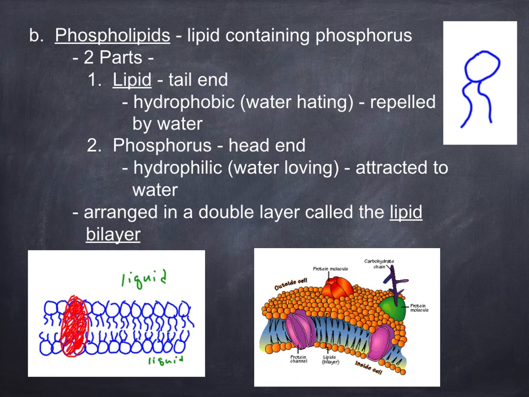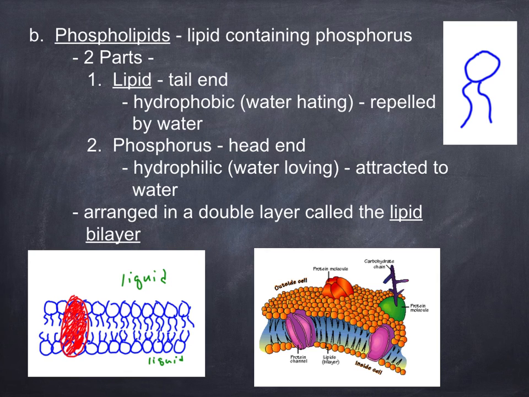So in this picture, you can see we've got water on the outside of the cell, water on the inside of the cell. So you've got these phosphoruses lined up so that they can be touching the water, right? And then the lipids are lined up so that they're away from the water. And so we call this arrangement the lipid bilayer. So it's this double arrangement, which is the lipid bilayer. And then, of course, embedded in the lipid bilayer are these proteins that we talked about on the last slide.